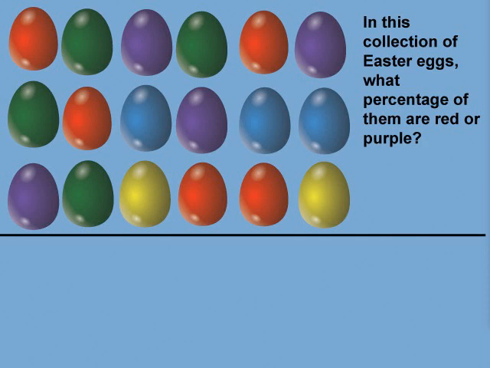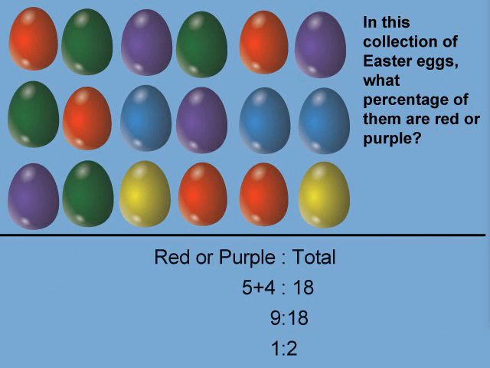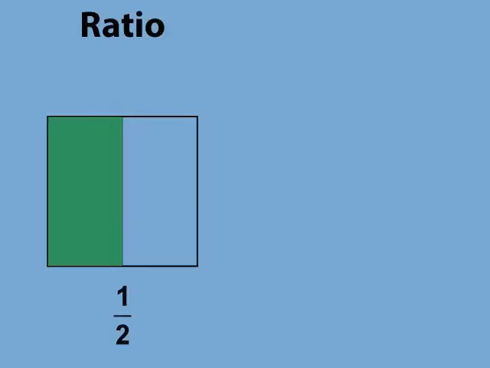We want to know the percent of eggs that are red or purple. There are a total of 18 eggs, and 9 of them are red or purple. So the part-whole ratio becomes 9 to 18, or 1 to 2. We can use an area model to show 1/2.